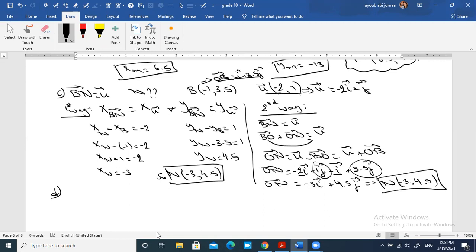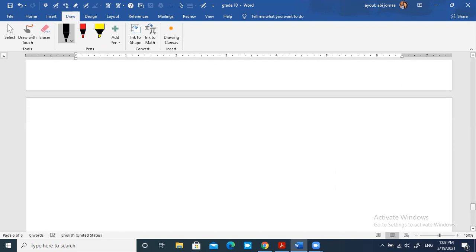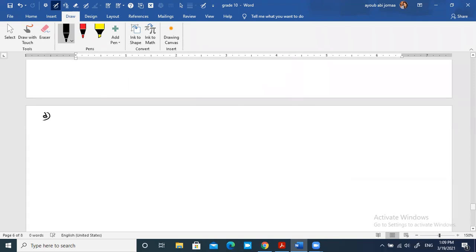Part D: you have to find point E so that EA plus EB is equal to u. Also you have to find the coordinates of point E in two ways.